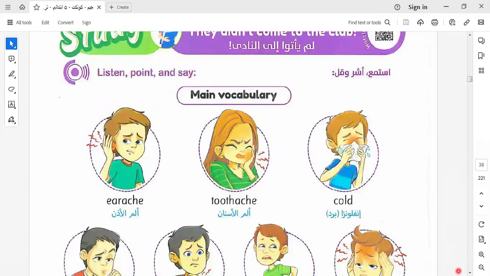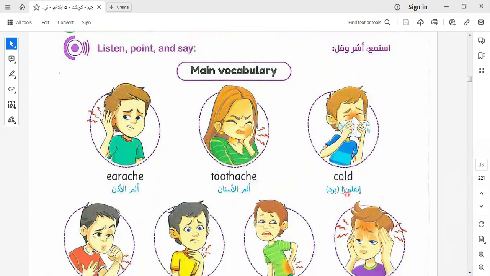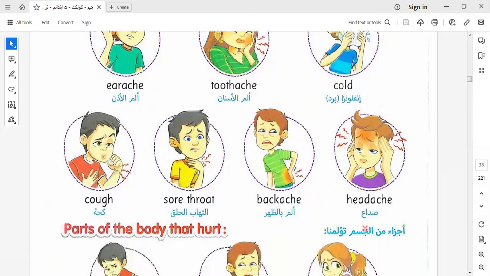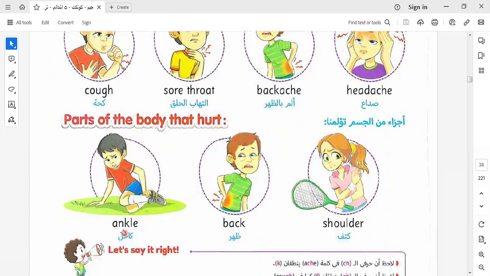Here we have some vocab I would like you to note with me. Earache, toothache, cold. These are illnesses: earache, toothache, cold, cough, sore throat, backache, headache. Parts of the body that hurt. When we talk about hurt, I talk about these parts in our body, which are ankle, back, and shoulder. Ankle, back, and shoulder.